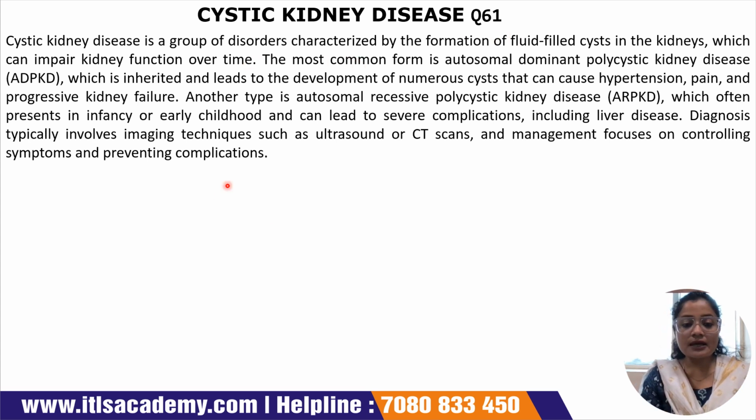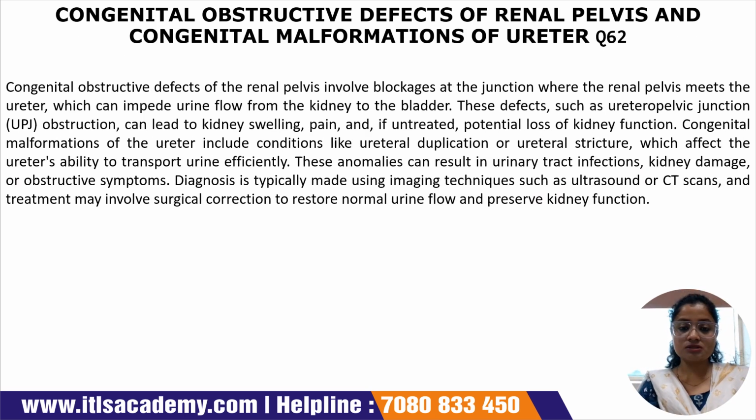Okay, next important condition that we need to talk about is Q61, which corresponds to cystic kidney disease. It's a group of disorders characterized by the formation of fluid-filled cysts in the kidneys, which can impair kidney function over time. The most common form is autosomal dominant polycystic kidney disease, abbreviated as ADPKD, which is inherited and leads to numerous cysts that can cause hypertension, pain, and progressive kidney failure. Another type is autosomal recessive polycystic kidney disease, that is ARPKD, which often presents in infancy or early childhood and can lead to severe complications including liver diseases. Diagnosis typically involves imaging techniques such as ultrasound or CT scan, and management focuses on controlling symptoms and preventing complications.